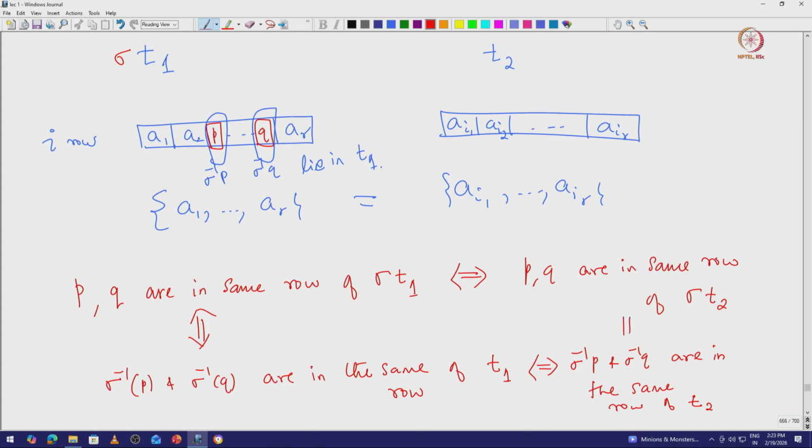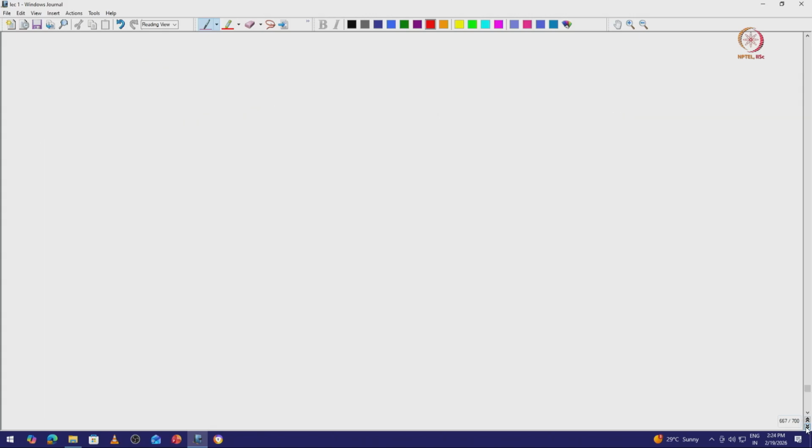Now if you apply sigma, you can see that P and Q must be in the same row of sigma T2, because we are simply applying sigma to T2. So whenever P, Q are in the same row of sigma T1, if and only if P, Q are in the same row of sigma T2. So T1 is related to T2 if and only if sigma T1 is related to sigma T2. That means we have an action of Sn on T lambda.